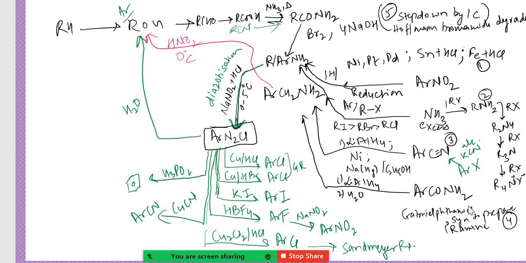Okay, so three questions. First is the disadvantage of this reaction. Second is how can we get only primary amine as a major product? And one more, what is the order of reactivity of halides?